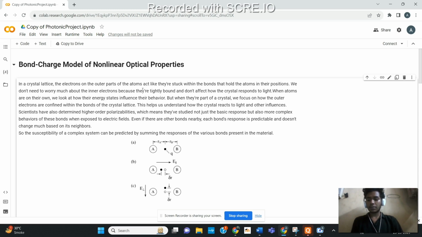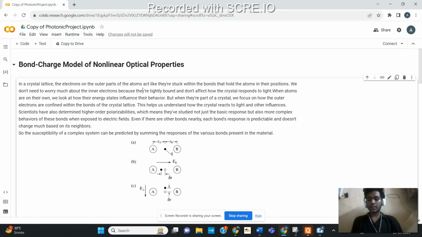We don't need to worry much about the inner electrons because they are tightly bound and don't affect how the crystal responds to light. In summary, when atoms are on their own, we look at how their energy states influence their behavior. But when they are part of a crystal, we focus on how the outer electrons are confined within the bonds of the crystal lattice. This helps us understand how the crystal reacts to light and other influences.